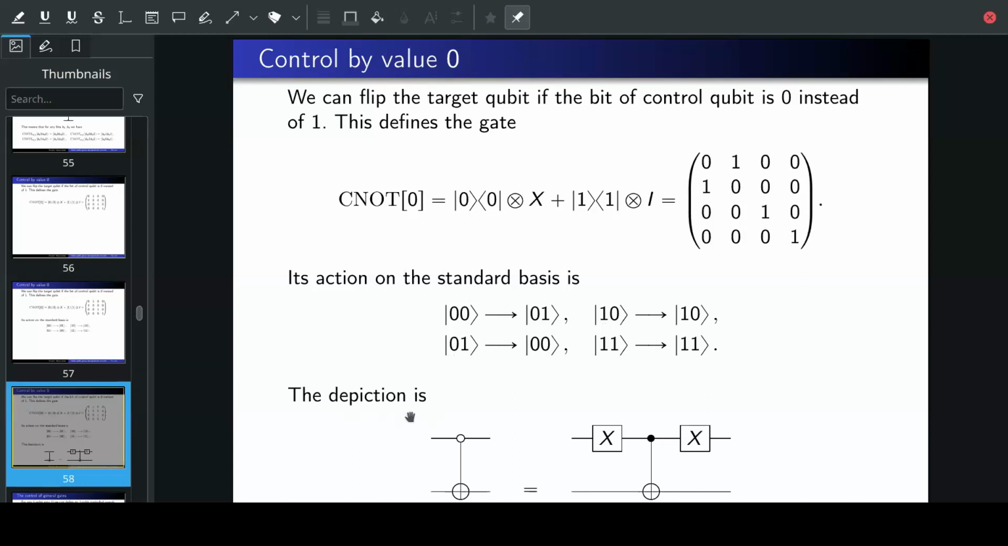And we draw this gate by this picture. And it is actually not hard to prove that this gate is equivalent to this combination of gates. So I recall this is X tensor I, right? This is a usual CNOT gate, and this is again X tensor I, and you can verify that this matrix and this matrix, 4x4 matrices, are equal.